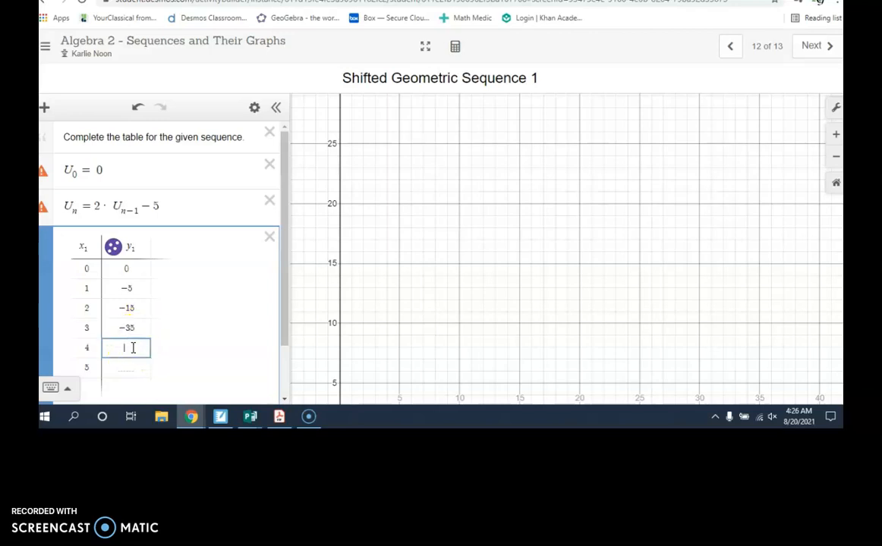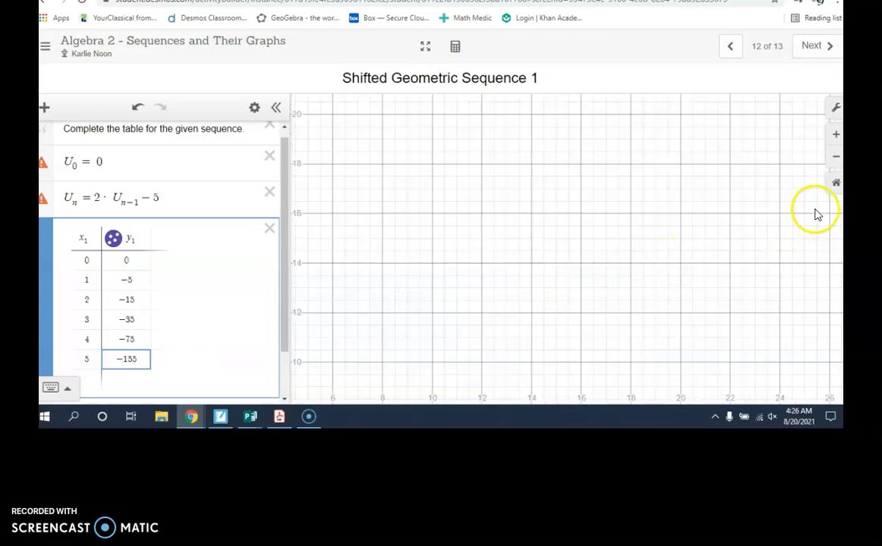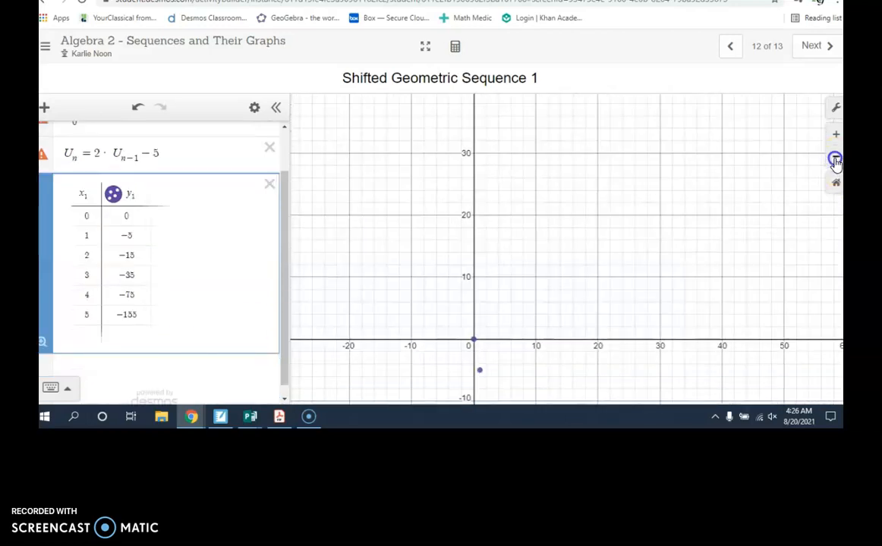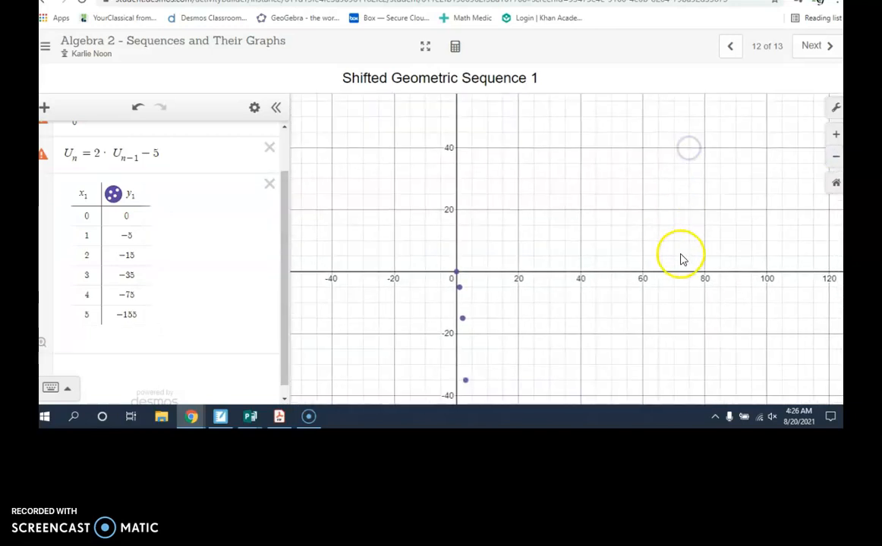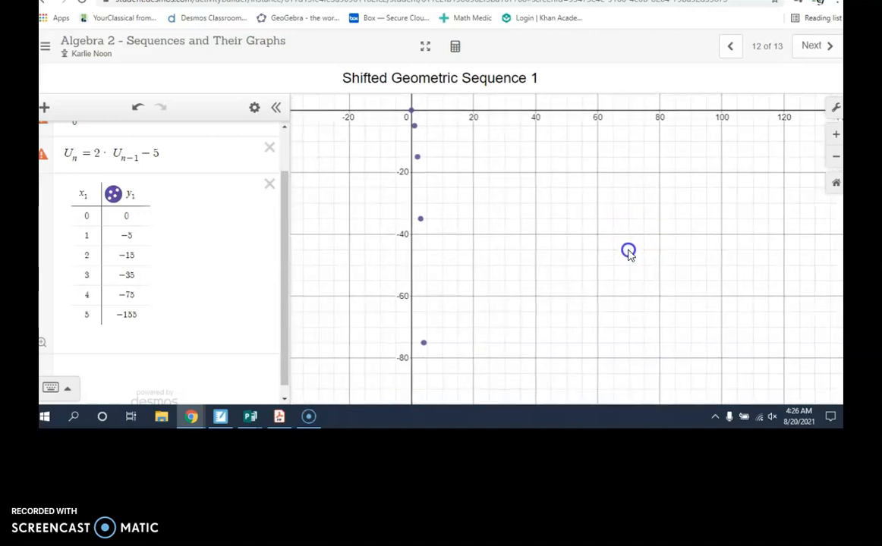And then negative 70 when I multiply by 2. And then I'm going to add negative 5, so negative 75. And then for the last one, multiply by 2, which is negative 150, and then the negative 5. So if I zoom in, the graph looks like this.